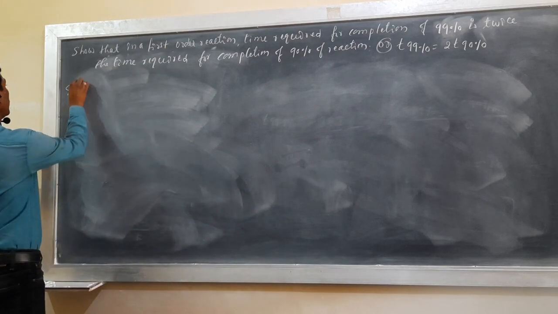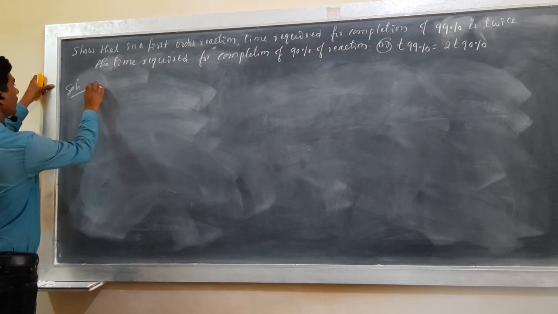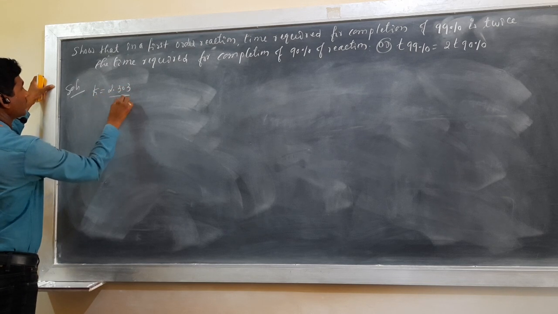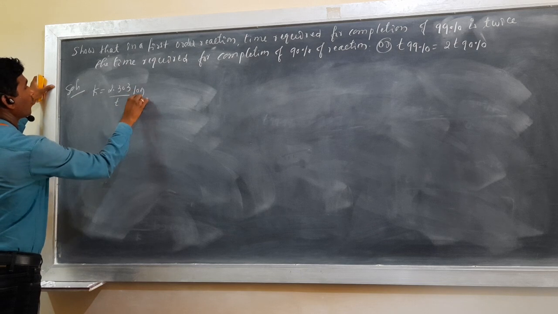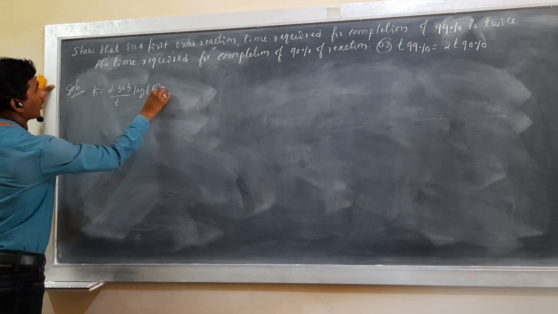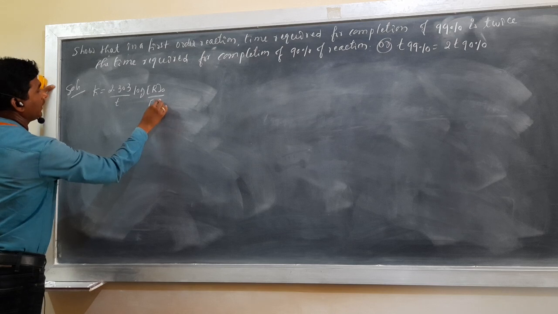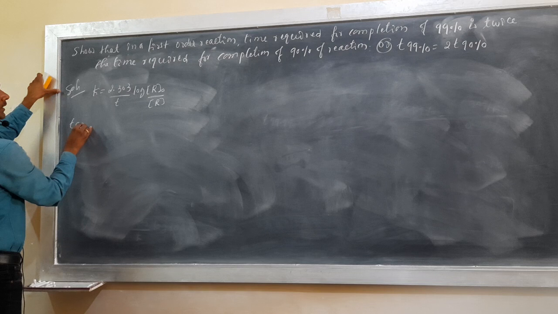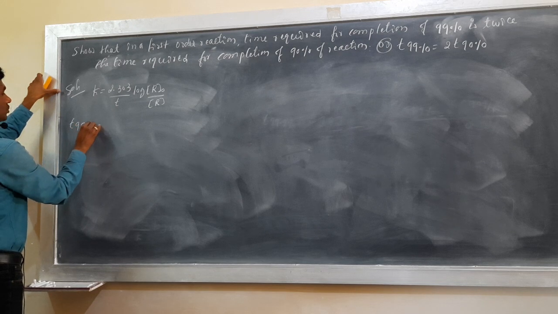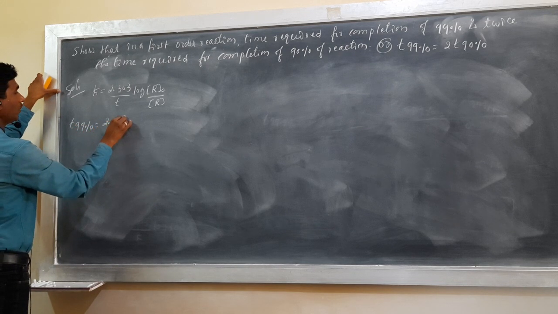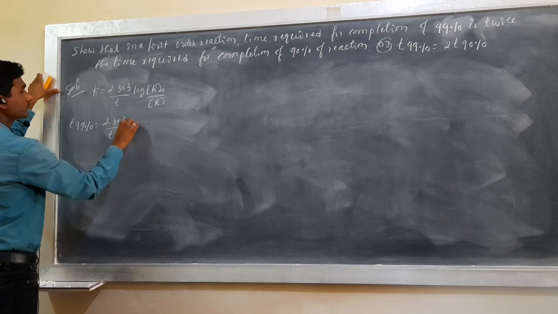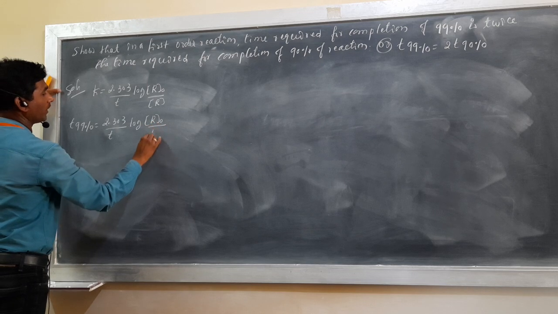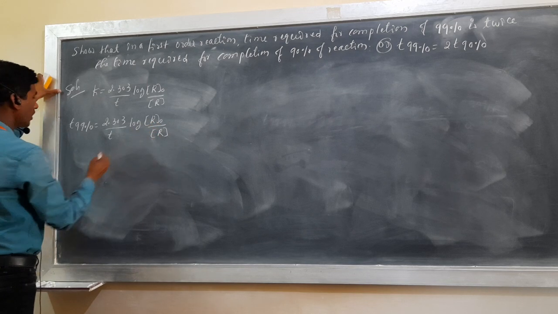Now the solution. What is the first order equation? The first order rate constant equation is K equals 2.303 divided by T, log of R naught divided by R. But here you have to calculate time, so you have to rearrange it. T99% is equal to 2.303 divided by K, log of R naught divided by R.